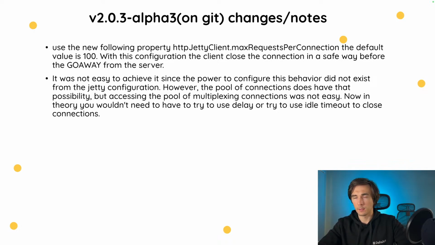In the new version, Alpha 3, which includes all the previous versions, there is a new property called HTTP Jetty client max request per connection. By default it's 10. With this property, the client will close the connection in a safe way before we get the GOAWAY from the server. Our goal is to be faster than the server in closing the connection. There were some challenges in implementing this, but it's cool that David was able to do it.